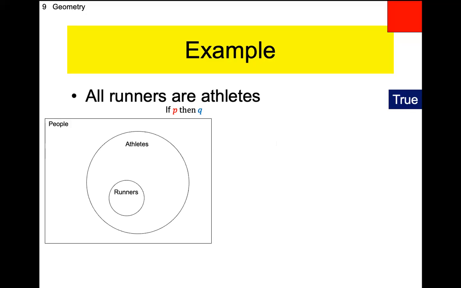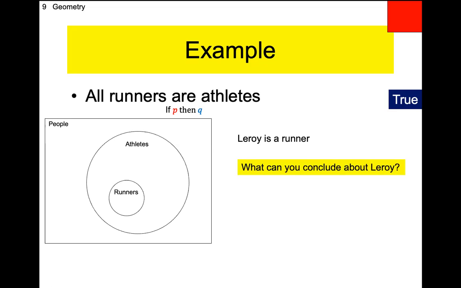Okay? So, well, there's a Venn diagram of this statement that's a conditional, if P then Q. If you are a runner, then you are an athlete, okay? So it turns out we can use this Venn diagram to answer both converse, inverse, and contrapositive. So Leroy is a runner. So Leroy is the conditional, if P then Q. So if Leroy is a runner, where does he live in our Venn diagram? In the runner circle? There. So what we conclude about Leroy is that he lives right there.